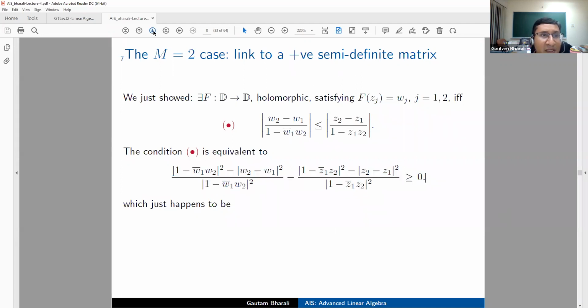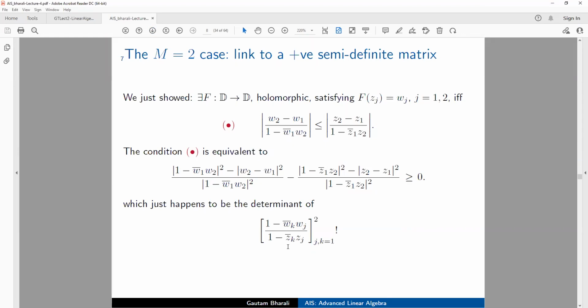But this new form is actually familiar if you're familiar with a certain category of quadratic forms. This inequality just happens to be the determinant of this 2 by 2 matrix. All right? In other words, I have shown that the 2 by 2 principal minor of this 2 by 2 matrix is non-negative. But if you look at now the two 1 by 1 principal minors, they are already non-negative because the mod of each w_k and the mod of each z_j is less than 1.